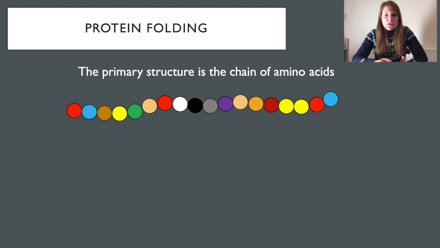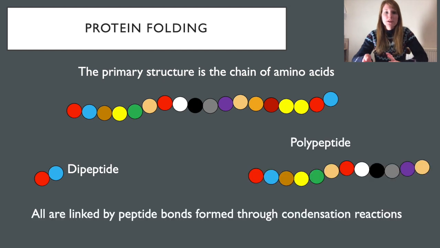Two amino acids joined by a peptide bond are known as a dipeptide. Multiple amino acids joined by peptide bonds, which are obviously formed by condensation reactions, are known as a polypeptide. So the polypeptide chain, once it has been translated, can then fold into its secondary structure. Some can do this unaided and others need chaperones to be present.